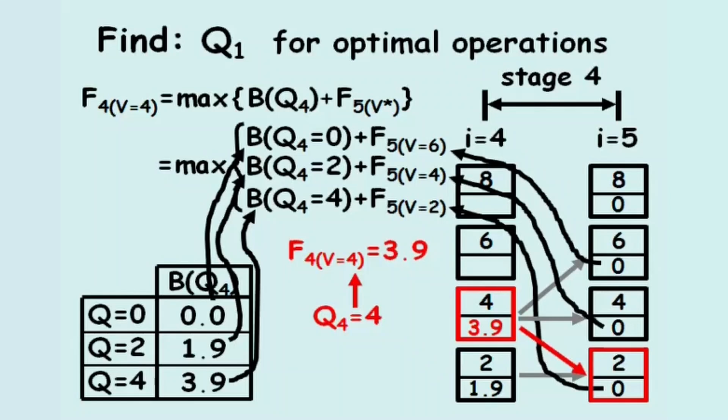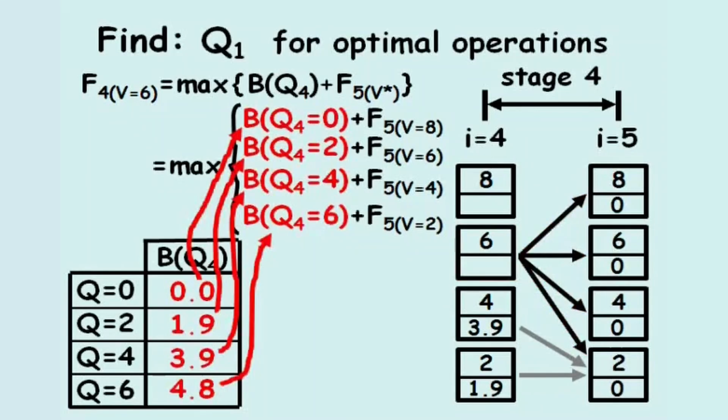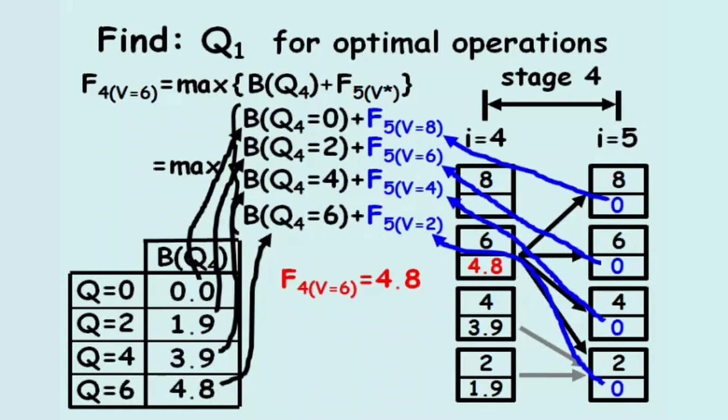For V4 equal to 6, the reservoir can release 0, 2, 4, or 6 units of water. After plugging in the benefit values for releasing water from the reservoir and for the future benefit values, the optimal objective function value is 4.8, which corresponds to the reservoir releasing 6 units of water.